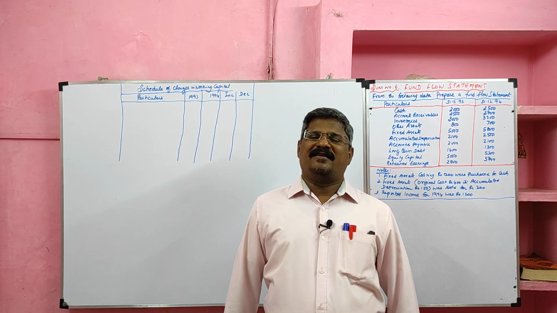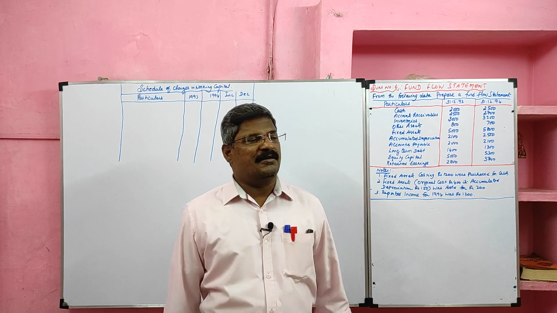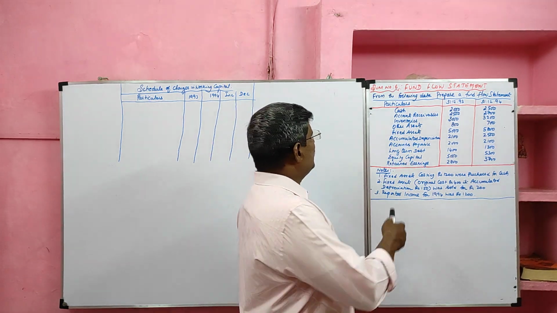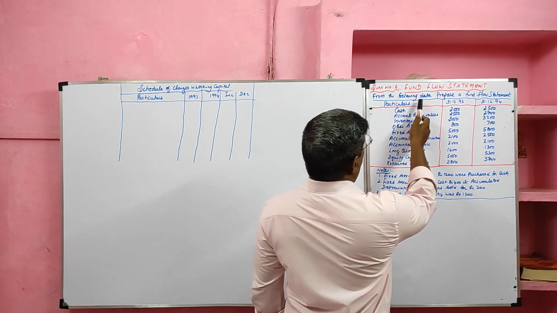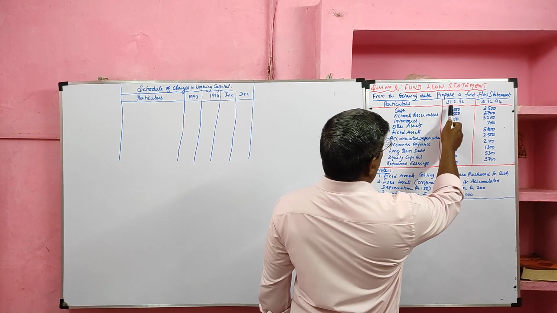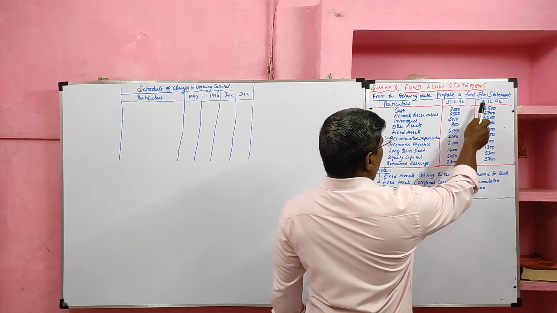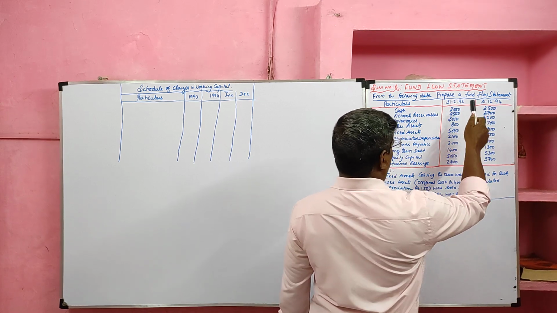Today we are going to learn the sixth comprehensive problem on fund flow statement. Look at the problem, Sum number 6. From the following data, prepare a fund flow statement. Particulars: information on 31st December 93 and information on 31st December 94 are given.